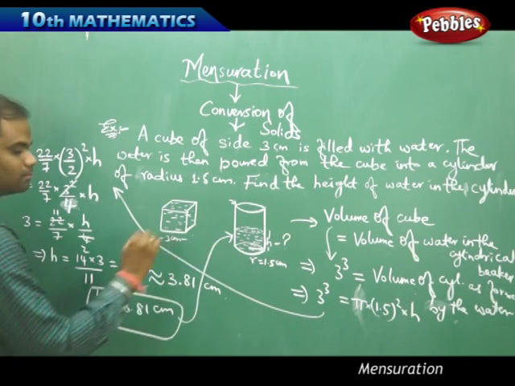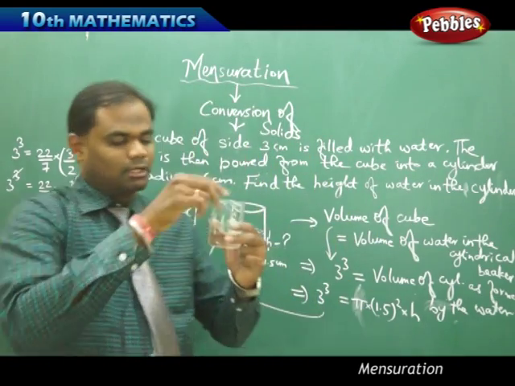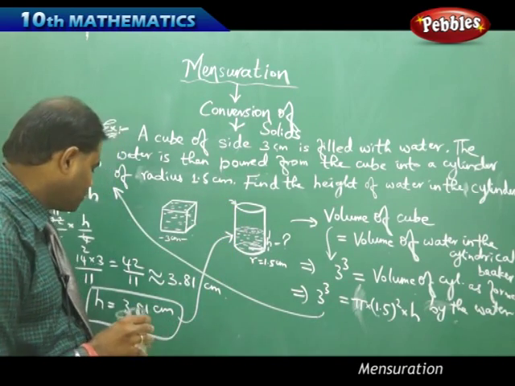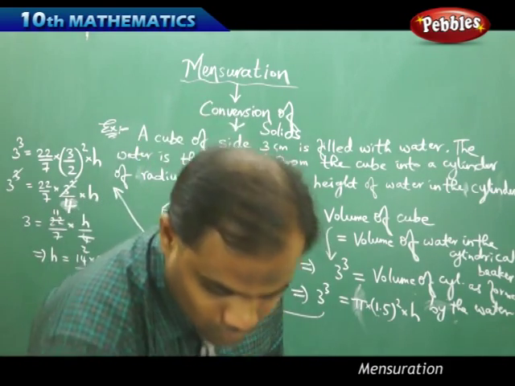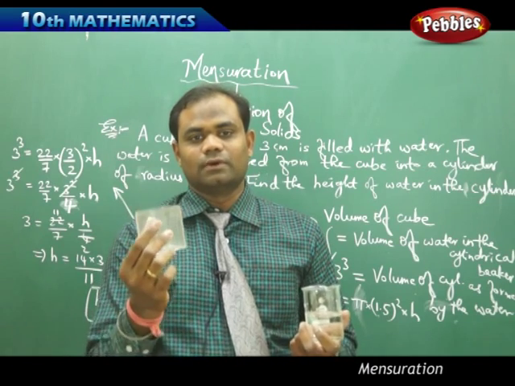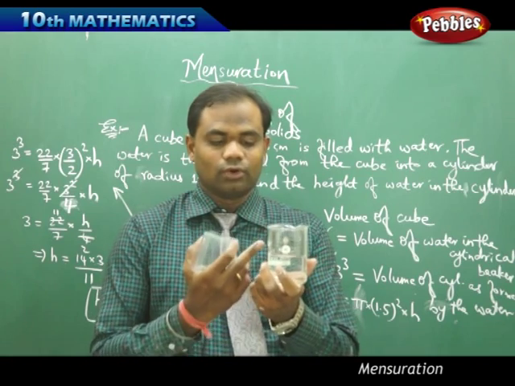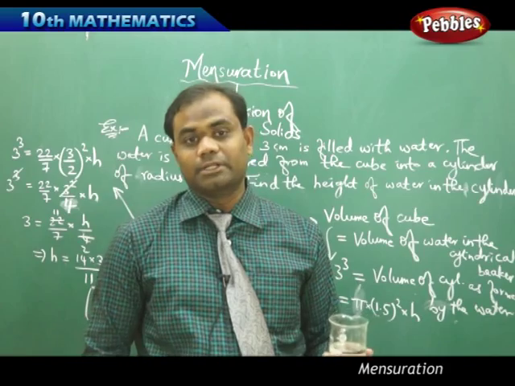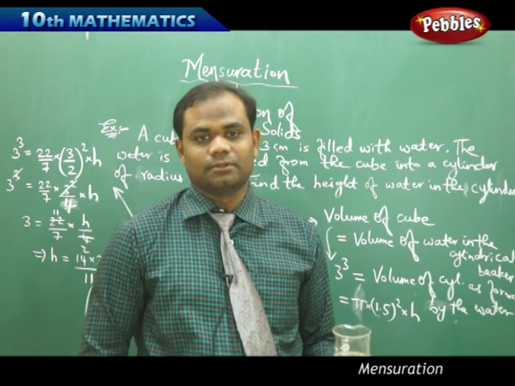So the height of the water as occupied is 3.81 centimeters in the beaker. Therefore, if I take the real life activity, then I assume that approximately the height of the water in the beaker is 3.8 centimeters when I pour the water from the cube into the cylinder. Conversion of one solid into another solid helps me in finding the volume of water inside the cylinder using the volume of cube. This is how we understand mensuration when we go deeper into the concepts, a real life application of mensuration.